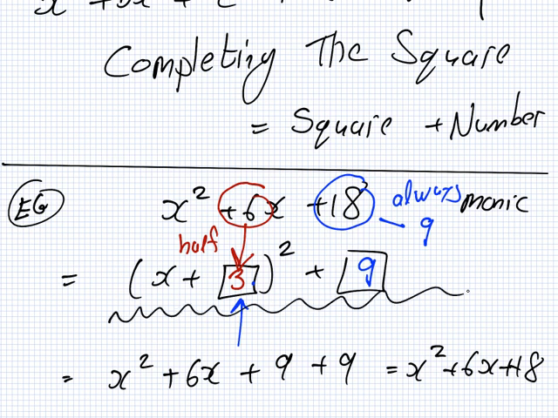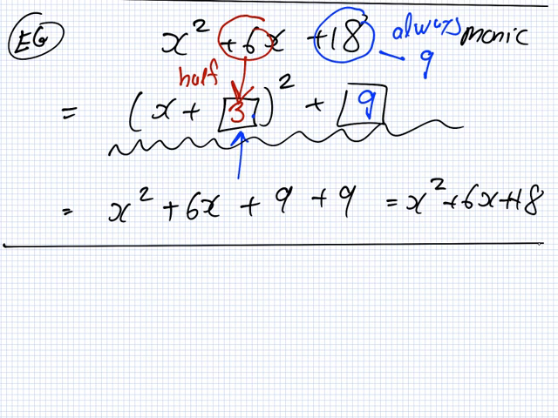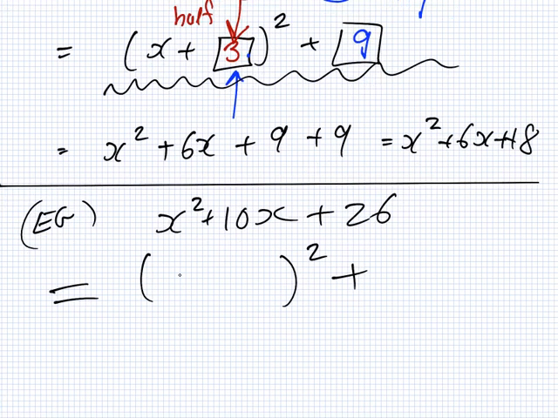Okay. Now, let's have a look at another example. We'll do one that's a little bit harder now. Actually, just before that, I just want you to practice one just to make sure. So try this one for me. Complete the square of this one. Okay. All right, what's the first number? 5. And the second number? 1. Yes. 26 minus 25.